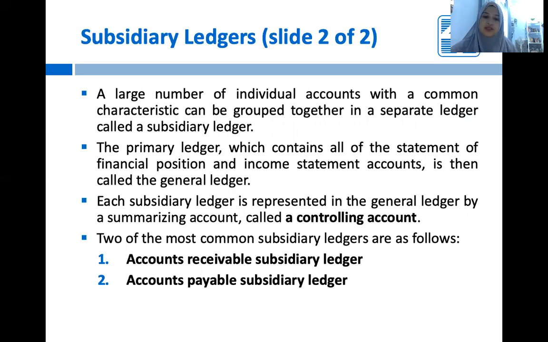And for these two subsidiary ledgers, they have a controlling account in the general ledger. Let's say the account receivable subsidiary ledger would have the account receivable in the general ledger, whereas the account payable subsidiary ledger has the account payable in the general ledger.